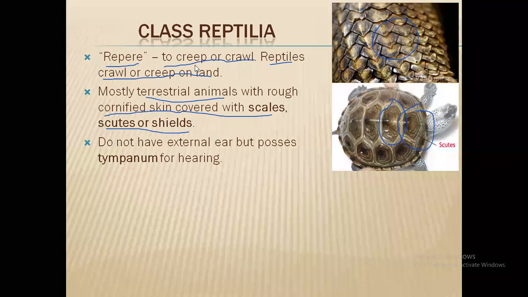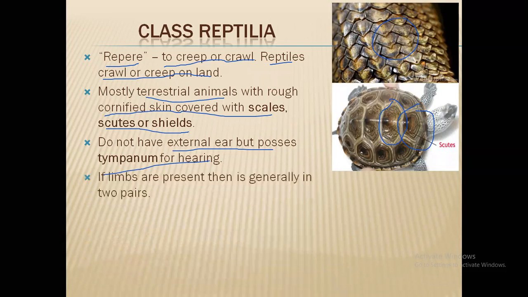They do not have external ear but possess tympanum for hearing. Now this property is quite similar to that of the amphibians जो हमने इससे पहले देखा कि इनका tympanum होता है. कोई external ear तो नहीं होता, but there is a very thin membrane called tympanum which helps them to hear. Now if limbs are present, then generally in 2 pairs. तो इनके 2 pair of limbs होते हैं. Front 2 limbs, that is called as the forelimb, and back 2 limbs which are called as the hind limbs.